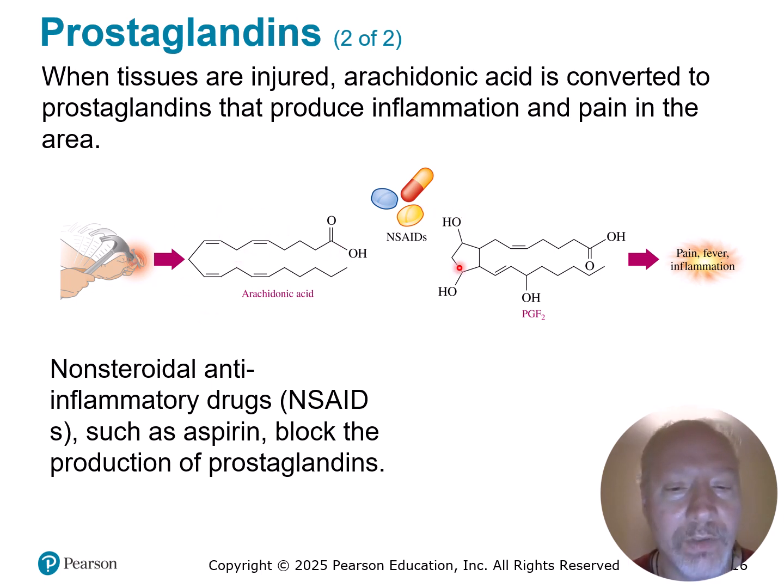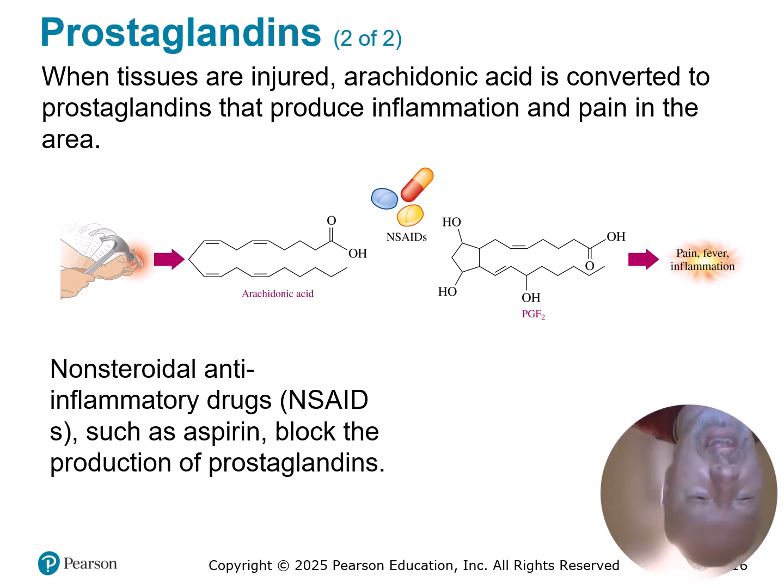How did hydroxyls magically get onto this arachidonic acid? How did these double bonds get moved around? How did a hydroxyl get here? All from the use of an enzyme. All this work done to make arachidonic acid into PGF2 came from enzymes. And once that's done, you then get to feel the wonderful sensation of pain, fever, and inflammation, which is signaling things about your environment, by the way.